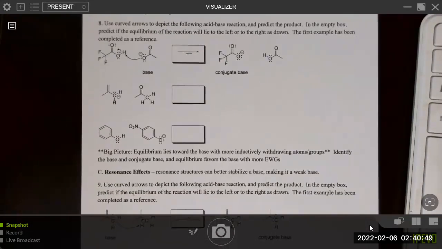Okay, use curved arrows to depict the following acid-base reaction and predict the product. In the empty box, predict the position of equilibrium of the reaction. It will lie to the left or the right as drawn. Okay, the first example has been completed as a reference. So let's see what's going on here in this first example.